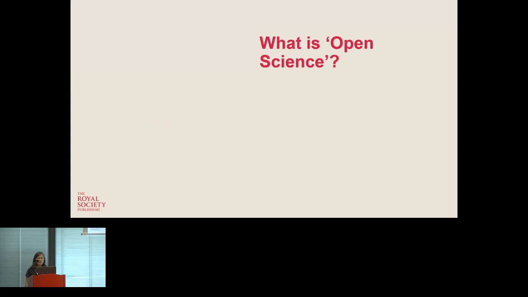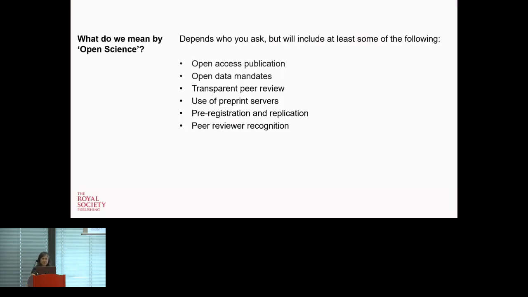So first of all, I'm going to go over what I mean by open science. There are a number of concepts that are included in open science activities. These include open access publication, open data mandates, transparent peer review, depositing work on preprint servers, pre-registration and replication, and also recognising the contributions of peer reviewers.